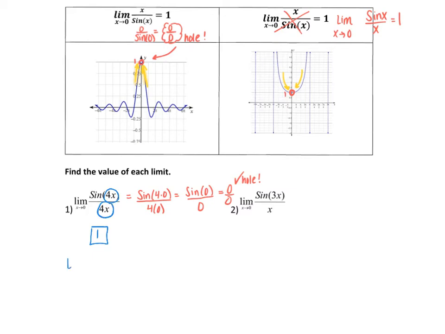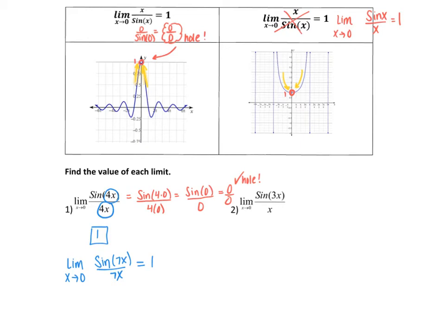Another example could be the limit as x approaches 0 of sine of 7x over 7x. It doesn't matter what is in here. As long as it matches here, 7x and 7x, this limit will still be 1. Same thing as here, sine of x over x. As long as these two are the same, this limit will be 1.